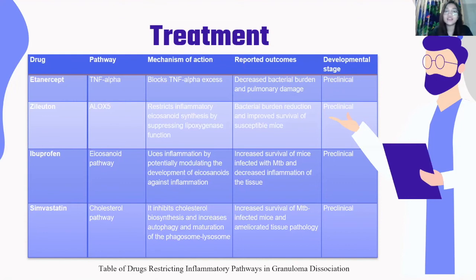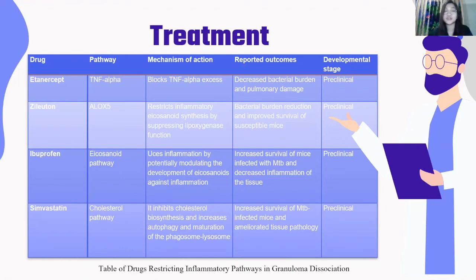The third drug is ibuprofen. It enters through the eicosanoid pathway and it reduces inflammation by potentially modulating the development of eicosanoids against inflammation. The reported outcome is to increase survival of mice infected with Mycobacterium tuberculosis and decrease inflammation of the tissue. It is in the preclinical developmental stage.